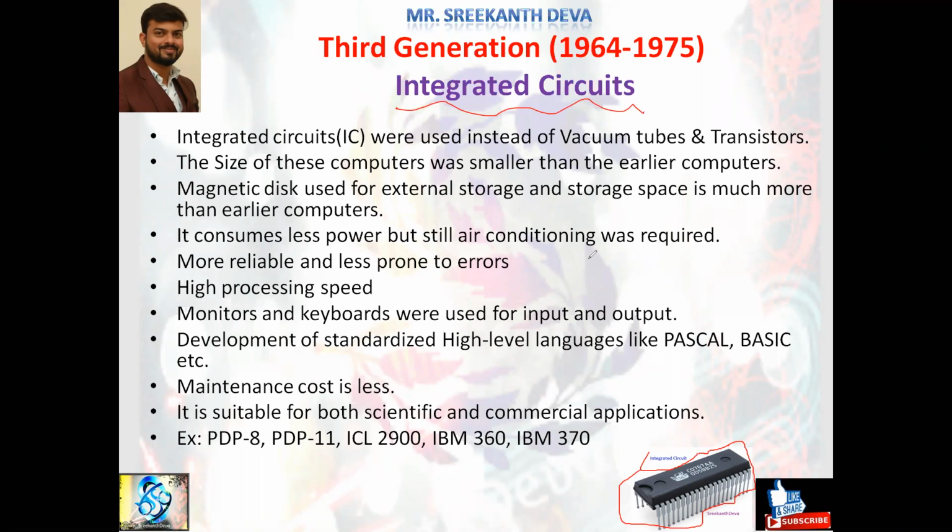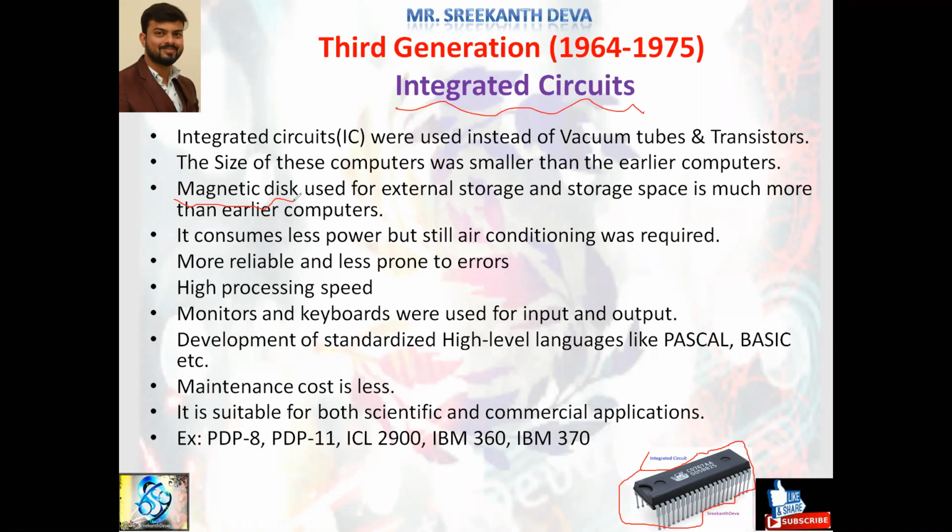Here, magnetic disks were used for external storage, and the storage space available in these computers was much more than in previous generation computers. Previously, magnetic drums and magnetic tapes were used. But coming to third generation computers, magnetic disks are used for storage, and they have more storage compared to previous generations.